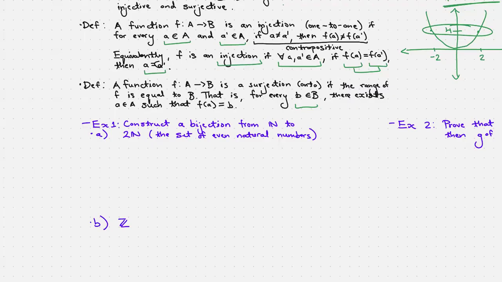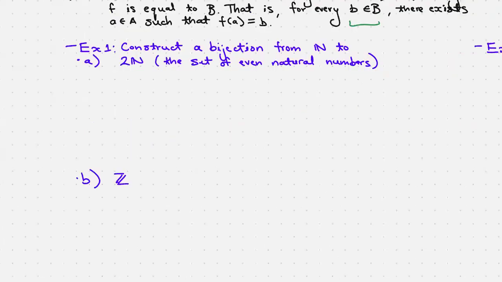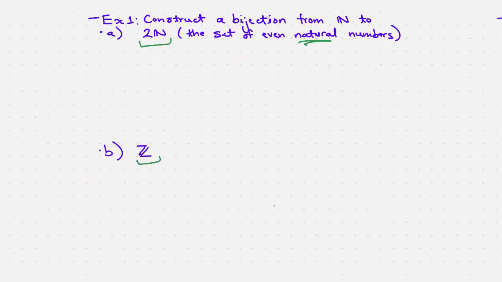So for example, 2N, the set of even natural numbers, my apologies, is countable. And so is the set of integers. As a matter of fact, so are the rationals, but that argument maybe will come in another video. So I'm just going to construct a bijection. I'm not going to go about proving it rigorously here, but I can choose my bijection.